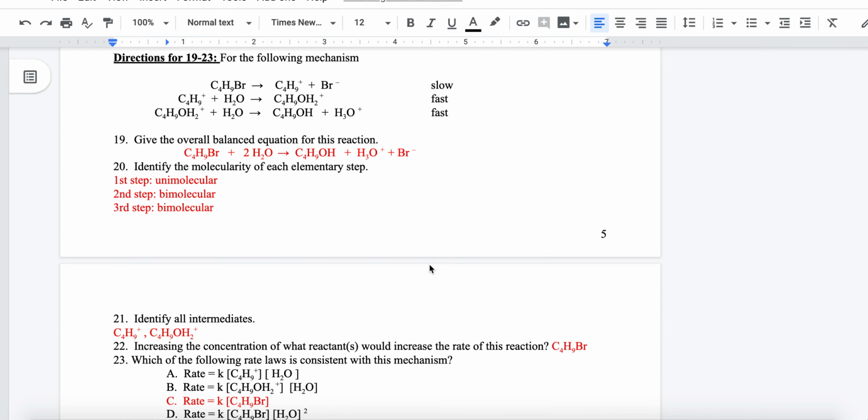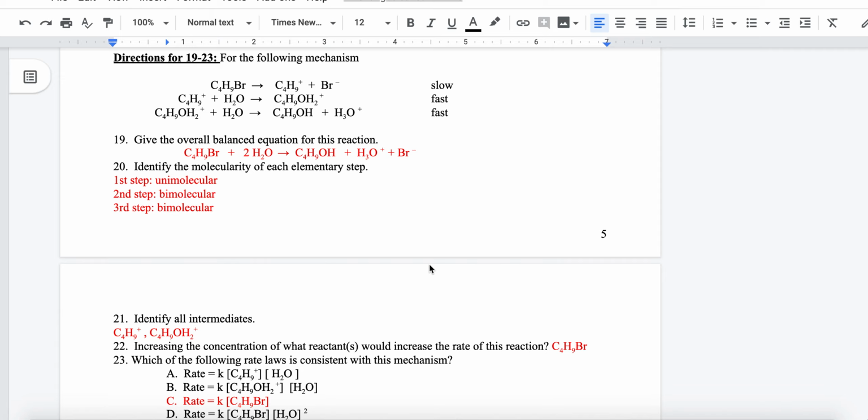All right, this next section is all about this mechanism. So in a mechanism, you should be able to identify catalysts, intermediates, write the overall balanced equation, which we can see in number 19, identify molecularity. Remember, unimolecular means there's one particle. Bimolecular means 2 particles. If there were 3 particles, that would be termolecular.